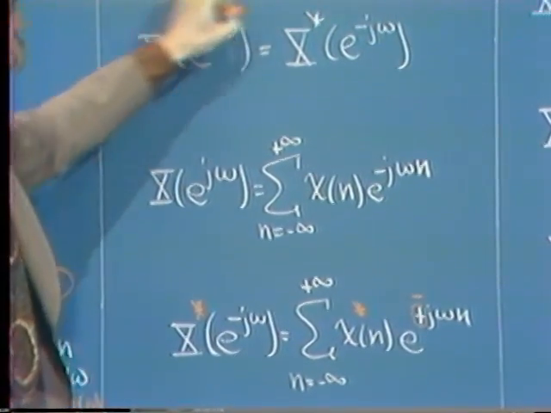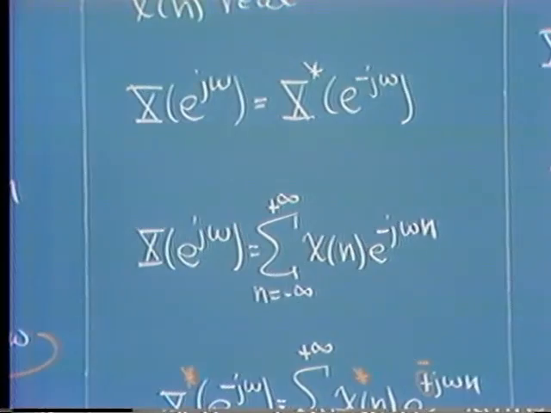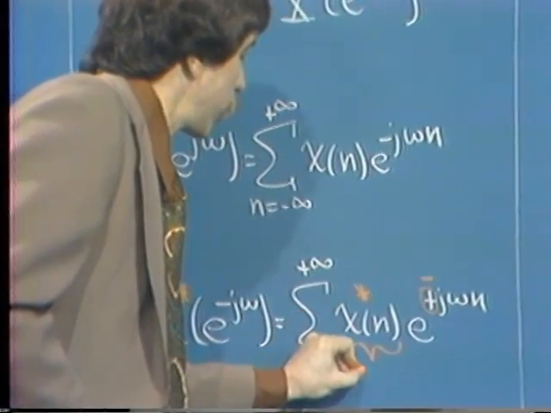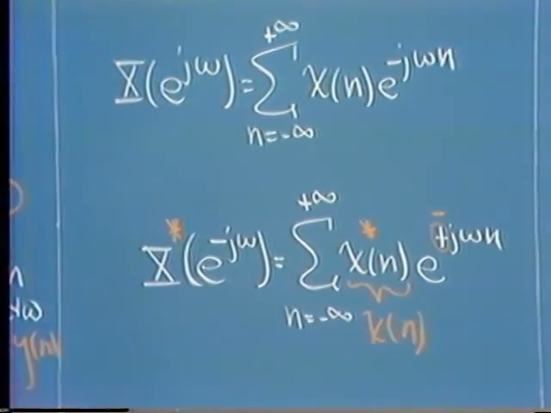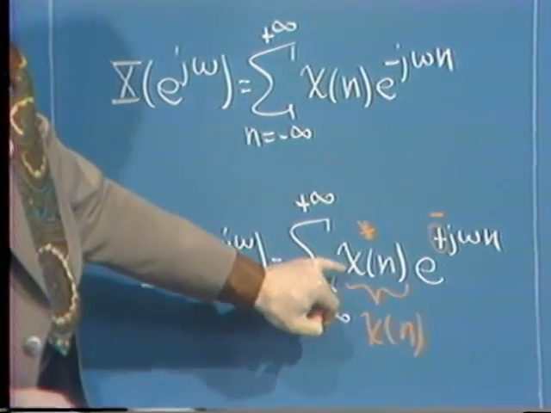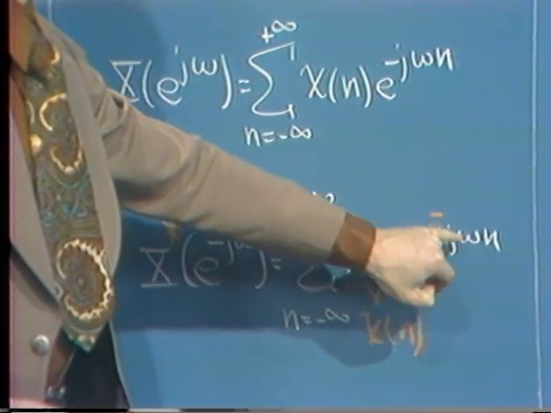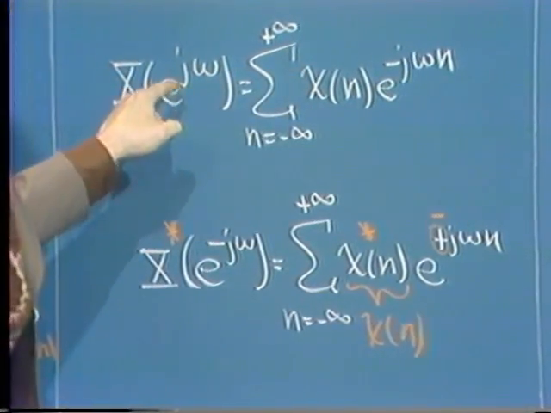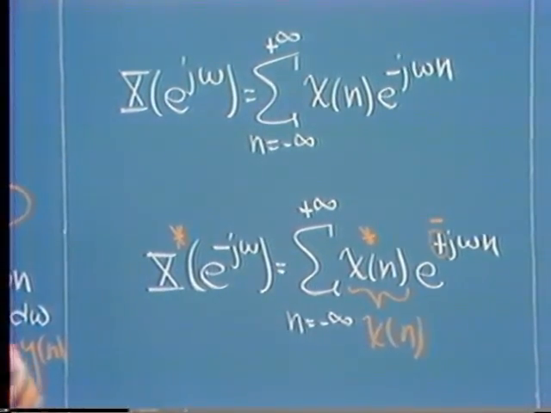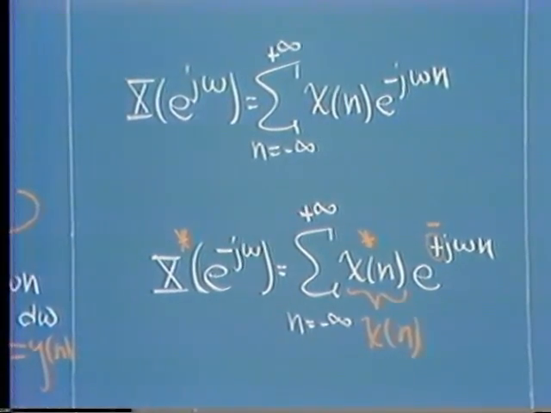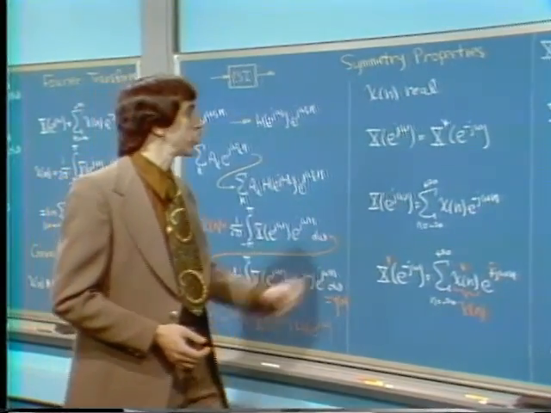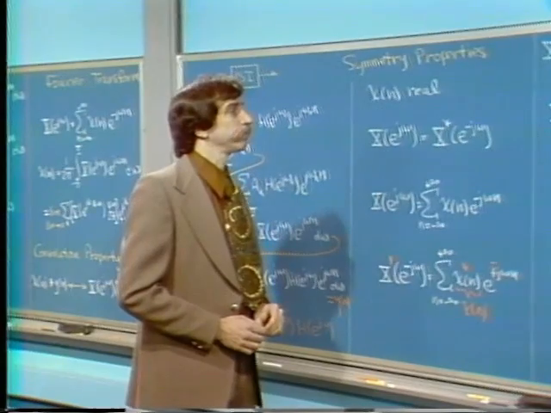But we're talking about a real sequence, x of n. So x conjugate of n is just x of n. In other words, this is just x of n all over again. And so we have that x conjugate of e to the minus j omega is the sum of x of n e to the minus j omega n, which is just what we have up here. So obviously then these two are equal. So for a real sequence, the Fourier transform is a conjugate symmetric function. This is what we'll call conjugate symmetric.